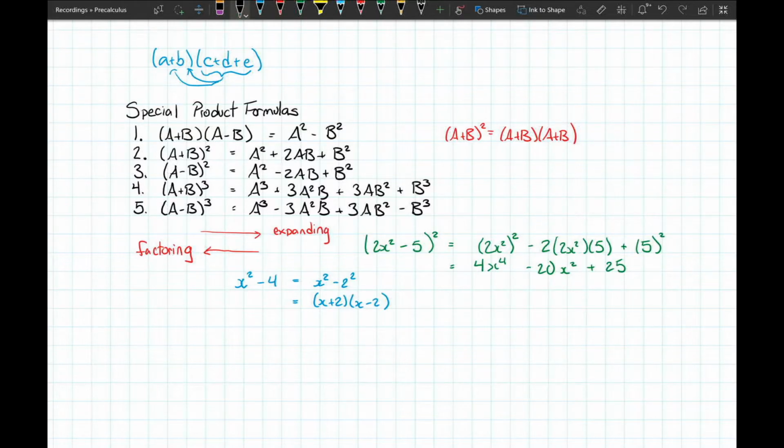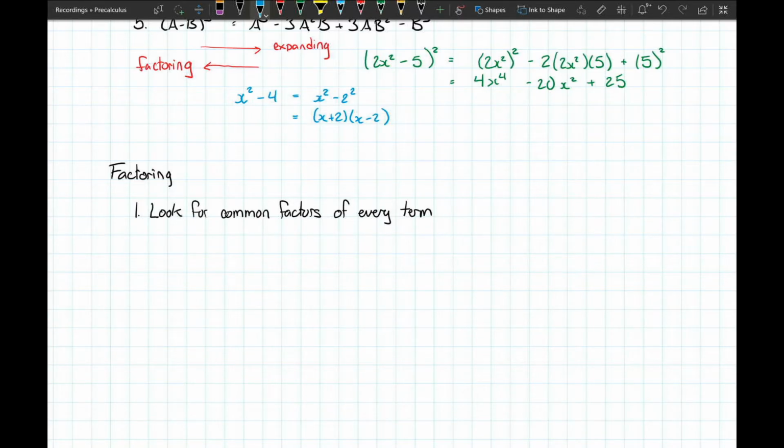Okay, well, let's take a look at a few different strategies for factoring. If you don't happen to have exactly one of those special product formulas, here are different ways that you could factor a polynomial with several terms. All right, our first strategy is if you have a polynomial with several terms, look for something that's a common factor of every term. And I'm putting this strategy as number 1 because it's really usually the first thing you would look for. This might be the most obvious if there's something that every term seems to have in common.